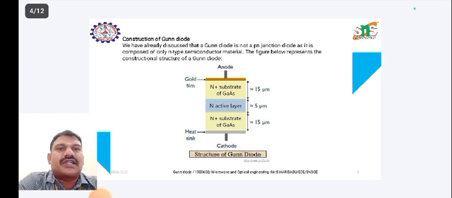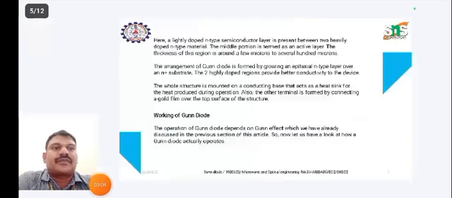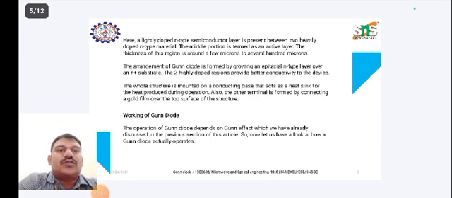The structure of the Gunn diode. We already discussed that a Gunn diode is not a p-n junction diode, as it is composed of only n-type semiconductor material. The figure below represents the structure of the Gunn diode. Here a lightly doped n-type semiconductor layer is present between two heavily doped n-type layers. The middle portion is termed the active layer. The thickness of this region is around a few microns to several hundred microns.